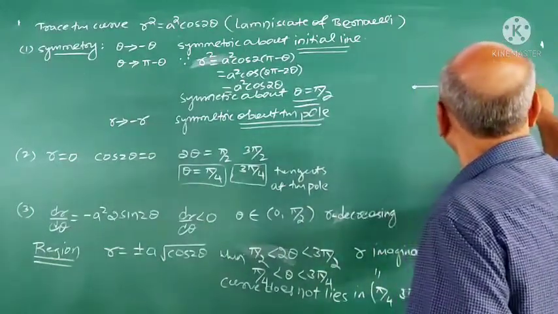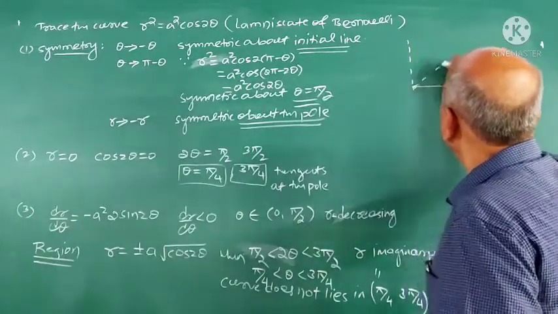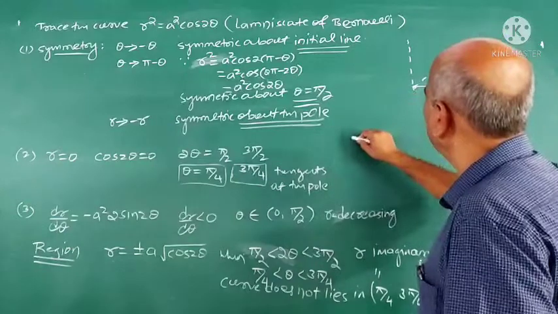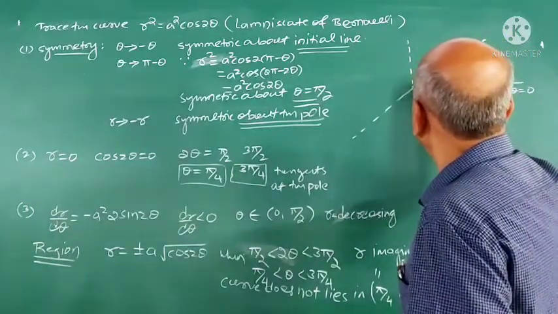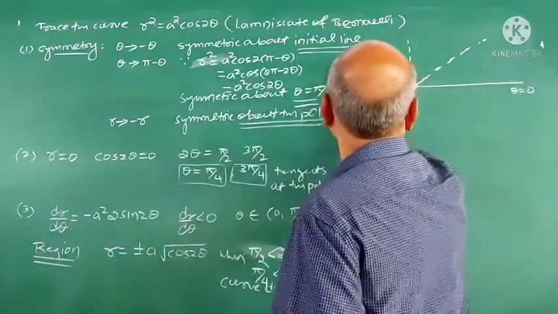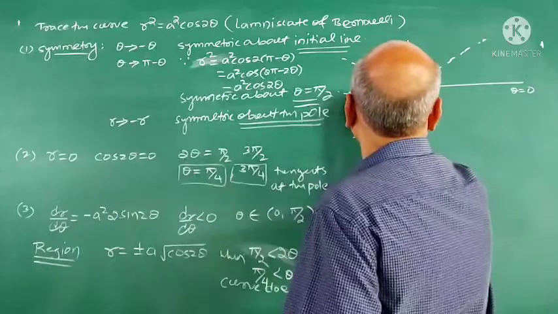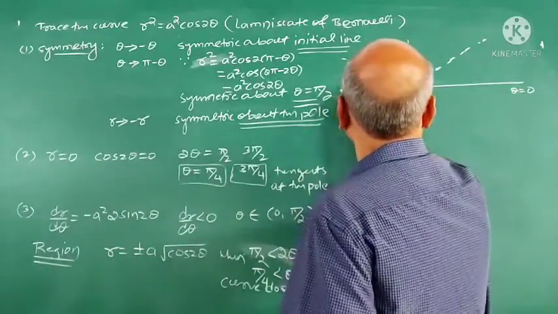This is theta is 0, the initial line, and this is theta is pi by 2. We require pi by 4 also. This is theta is pi by 4. And this is 3 pi by 4. This is theta is equal to pi. So I have drawn these lines here.